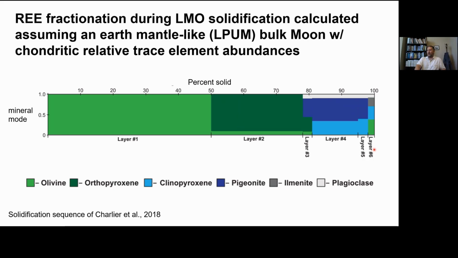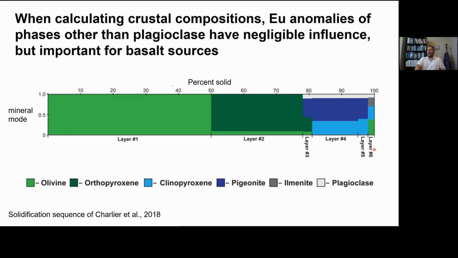Okay, so in order to model the formation of these sources, which are thought to comprise different combinations of these layers that precipitated from the magma ocean, we had to carefully model the europium abundances in each of these layers. With the crust, we were able to get away with focusing on plagioclase because it's so dominant in fractionating europium. Here we're not only modeling the influence of plagioclase on these basalt sources, but all these other phases as well.